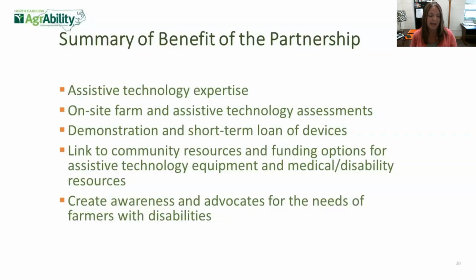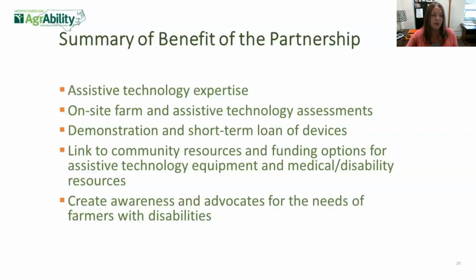And one of the things that Marty had mentioned earlier is that there are, I think, 56 statewide AT programs across the country, including Puerto Rico and Guam. And each of these programs are somewhat different because we have that flexibility at the state level to make the program what the state needs. So there is flexibility at the state level for how the program is structured.